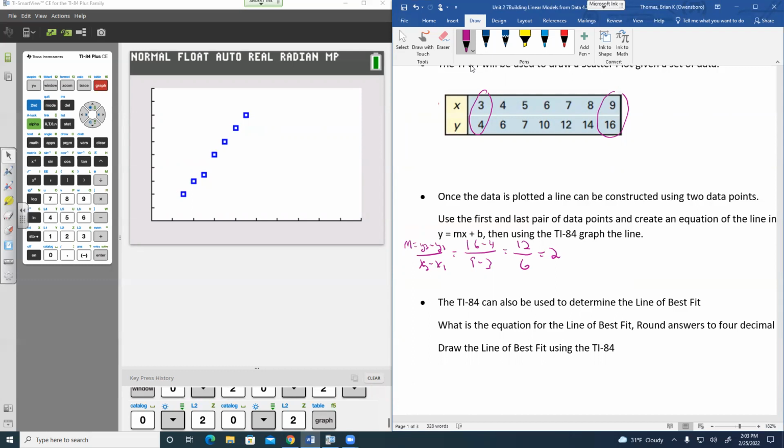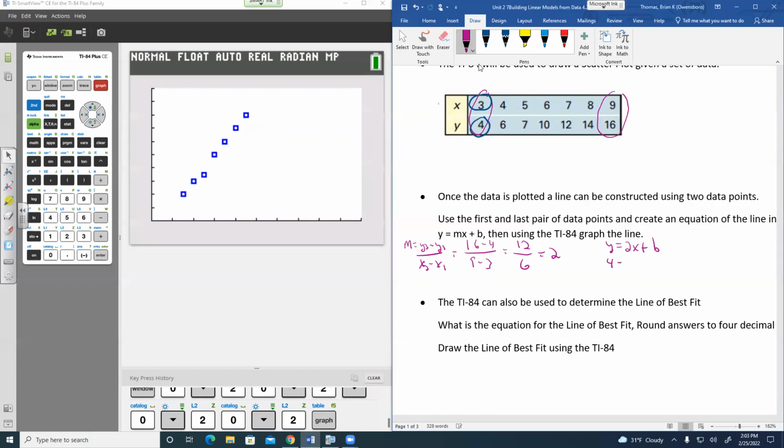Now, to find b, we use the equation y equals, and I'm going to replace the m with the 2. So I now have y equals 2x plus b. To find b, I'm going to substitute one of these data points in for x and y. I'm again just going to use this first pair. This 3 is going to go in for x, and this 4 is going to go in for y.